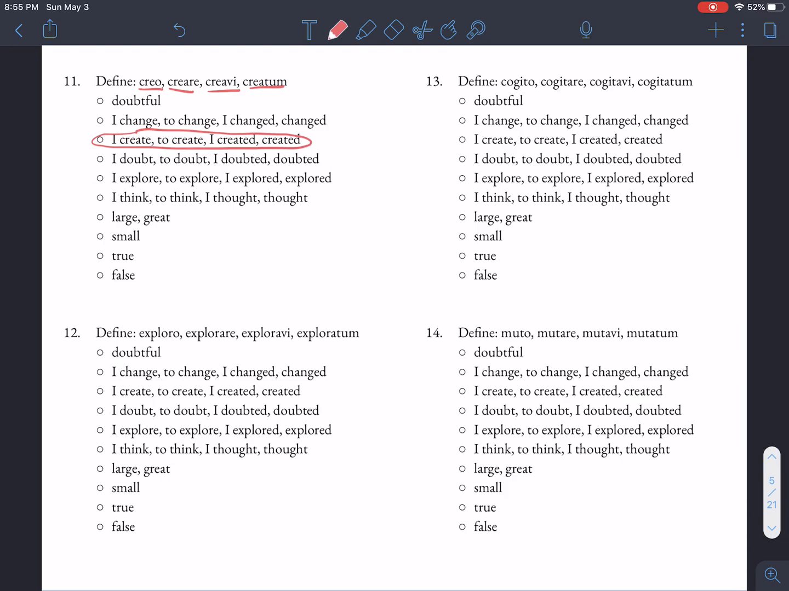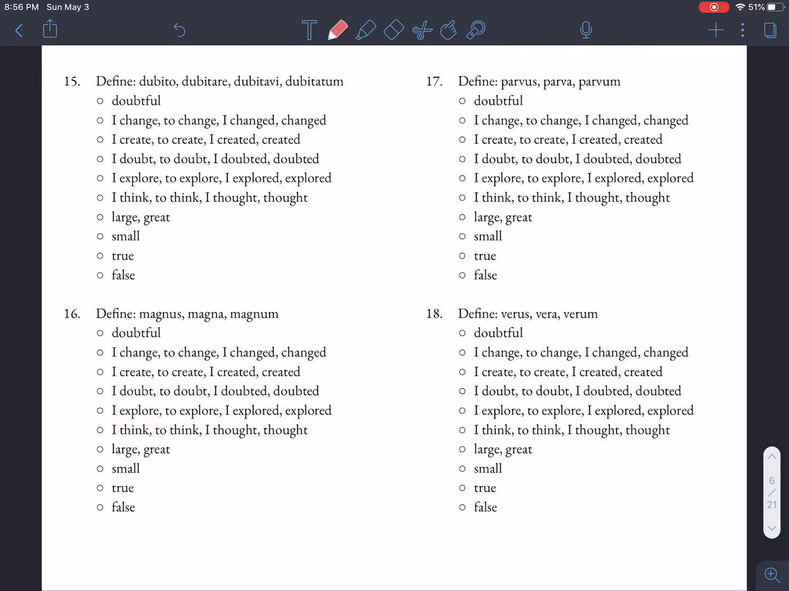Number 12, exploro, explorare, exploravi, exploratum is I explore, to explore, I explored, explored. Number 13, cogito, cogitare, cogitavi, cogitatum is I think, to think, I thought, thought. Muto, mutare, mutavi, mutatum. I change, to change, I changed, changed. Dubito, dubitare, dubitavi, dubitatum. I doubt, to doubt, I doubted, doubted.